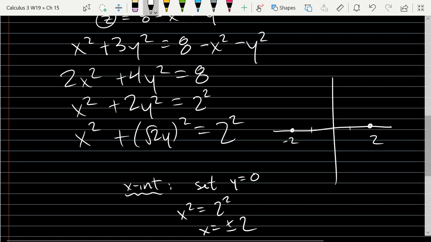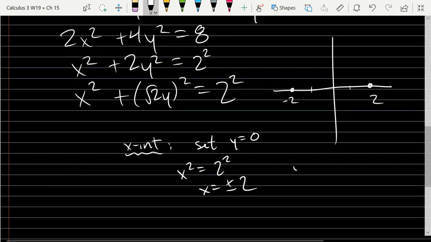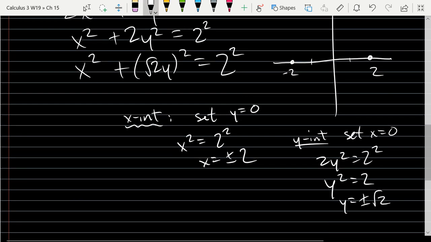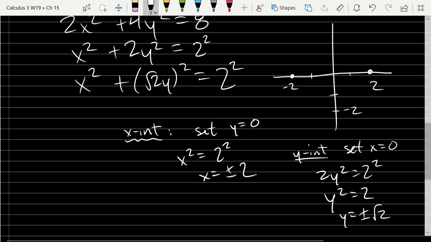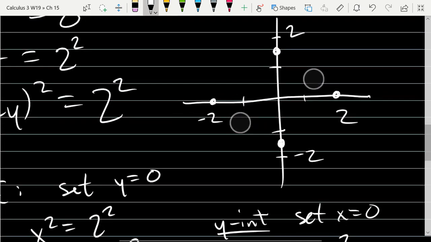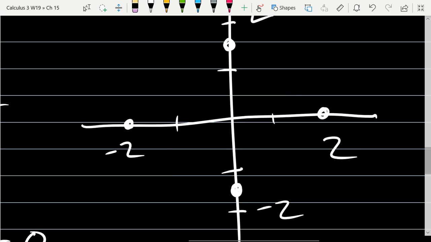So my x-intercepts are plus or minus 2. So we get y is plus or minus the square root of 2, which is close to 1.4. So we'll just write it between 1 and 2, and negative 1 and negative 2. So there's our 4 points. Any questions on those intercepts? So this should be enough with our intuition that it looks circular-ish. So draw your ellipse. You're basically just making a stretched circle with these 4 points.